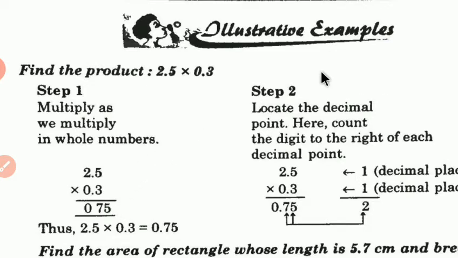Now we'll count the digits to the right of each decimal point. Here, count the digits after the point. How many? 1. 0.3 also has 1. Means 1 decimal place here, and here also 1. So 1 plus 1 is 2. It means in the answer we have to put the decimal after 2 numbers from the right. So 1, 2. The answer is 0.75.